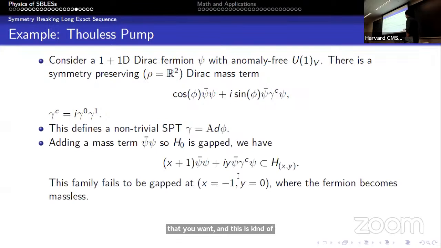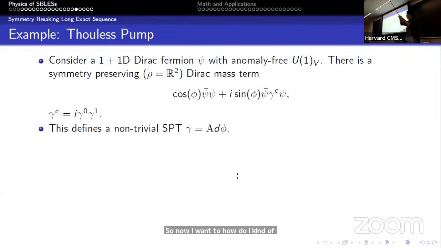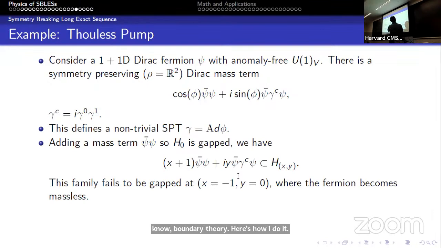So now, how do I recover that boundary theory? Here's how I do it. Currently, if I just add this to the Hamiltonian, the system will be gapped at zero. So why don't I first add a mass, so it's zero scale. Now I also add in this family of Dirac mass terms. It looks very simple.